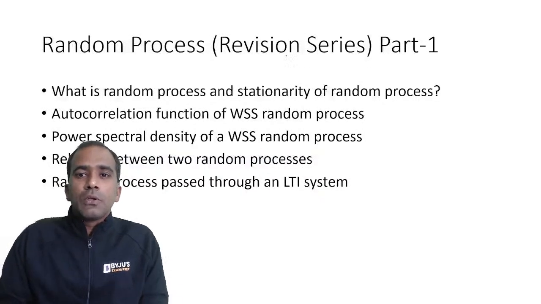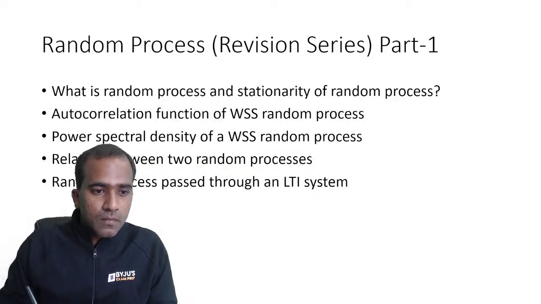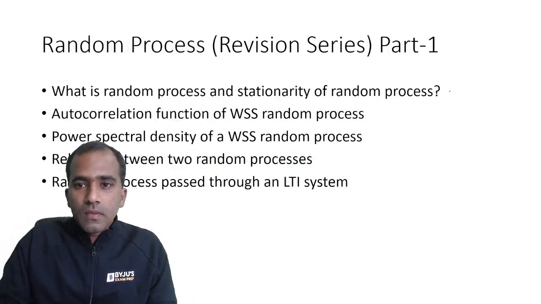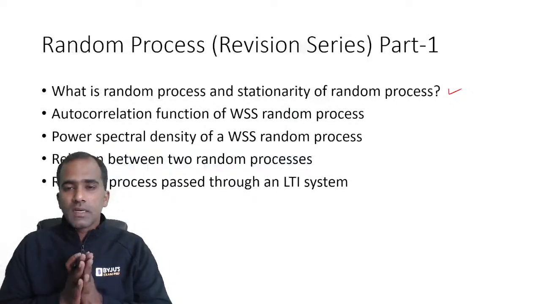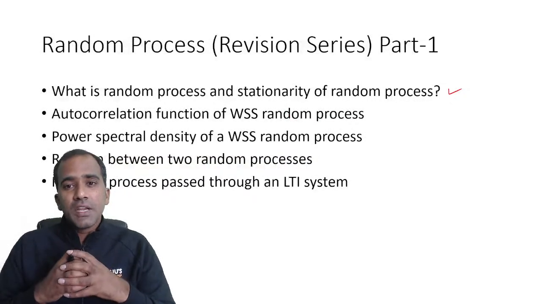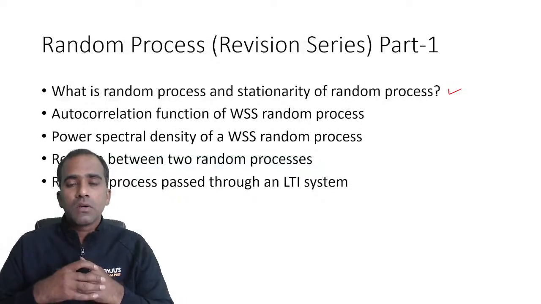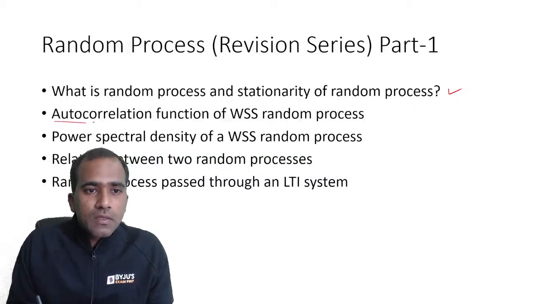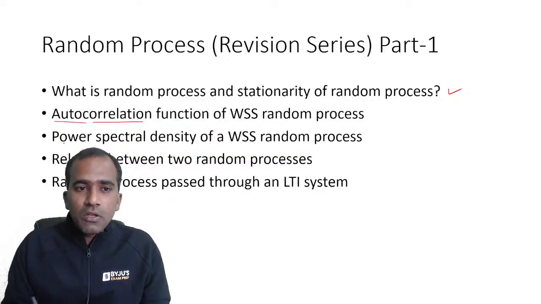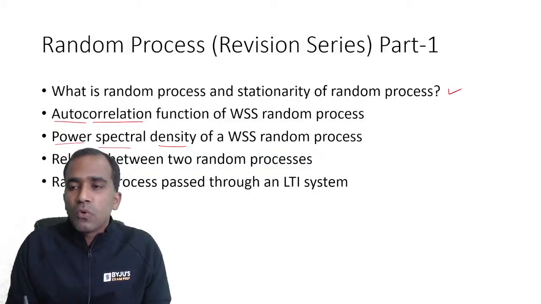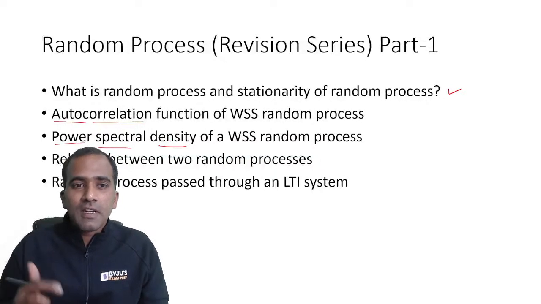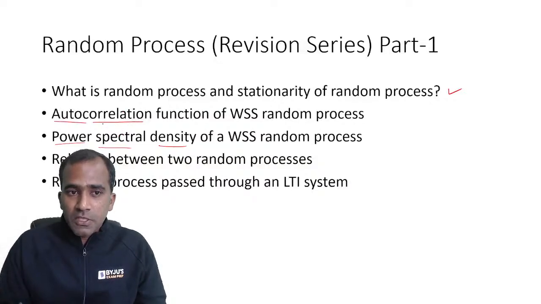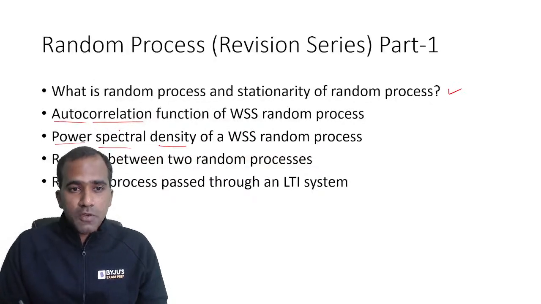So these are the topics I wanted to cover. First I'll be discussing what is a random process and what is stationarity of a random process, because stationarity is the most important concept in random processes. After that, very important, the autocorrelation function and also the power spectral density. Most of the previous papers definitely have a question from these two topics, autocorrelation function and power spectral density of a random process. We'll be talking about properties of these two functions and also problems on them.